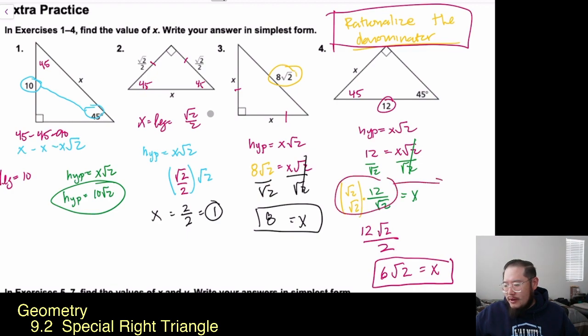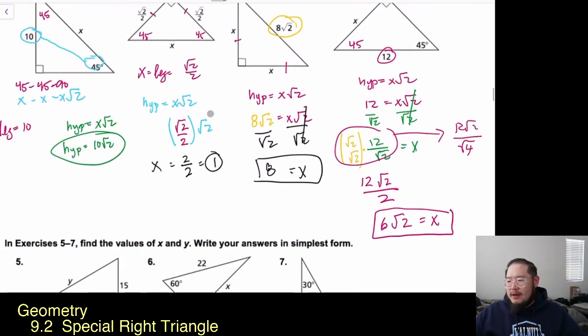Once again, what did we do right there? That became 12 rad 2 over rad 4, right? And that rad 4 became my new denominator of 2. All right, let's go ahead and move on.